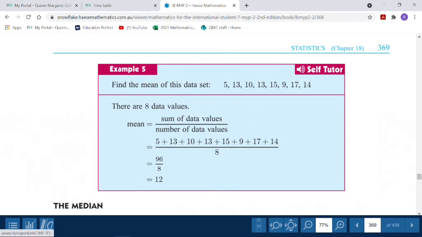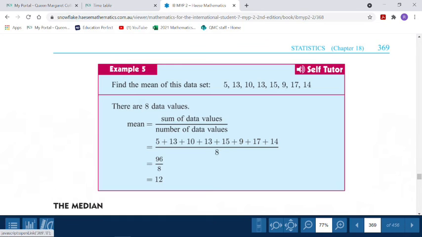Here, find the mean of this data set. Now, one thing you'll notice is they don't bother to put the numbers in order. But if you're asked to find the median, you must put them in order. Besides that, numbers in order are usually easier to work with. I would not count it wrong if you did not, but I would suggest that you put them in order.